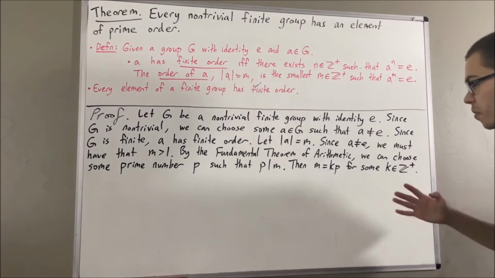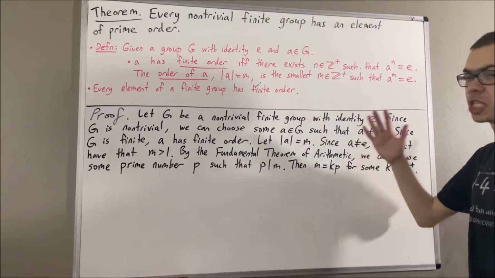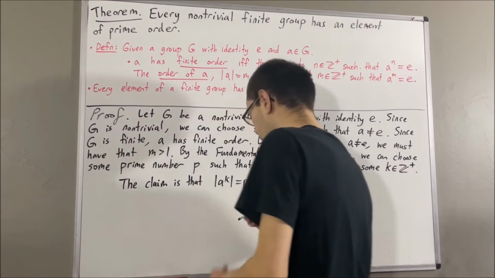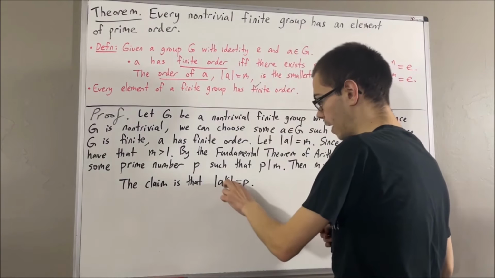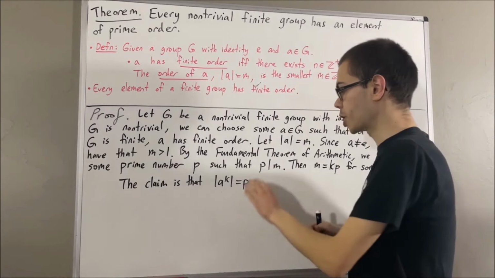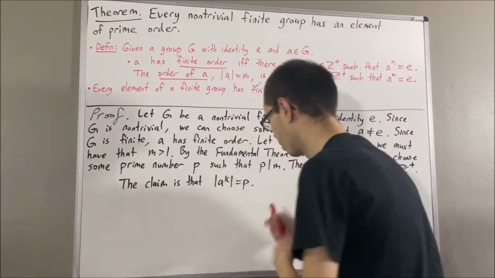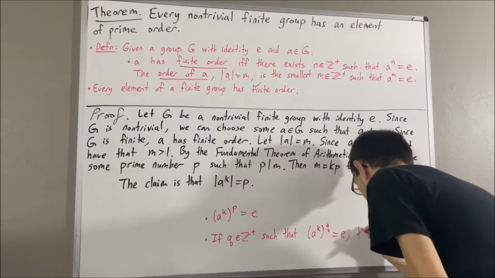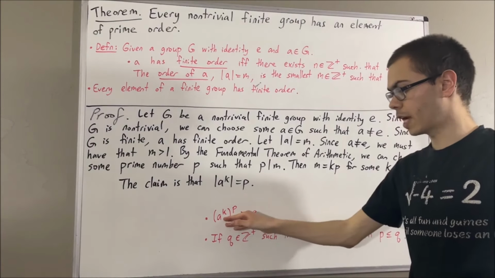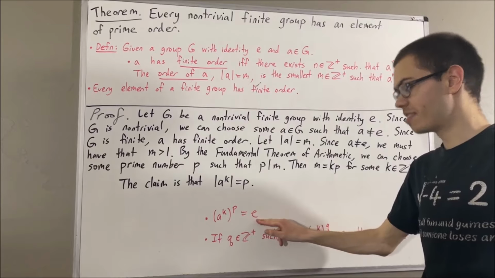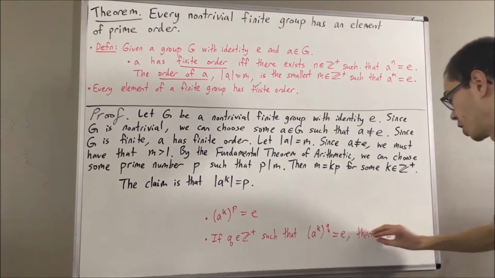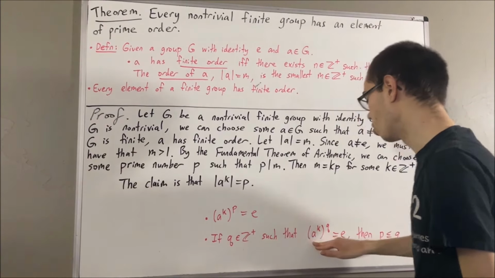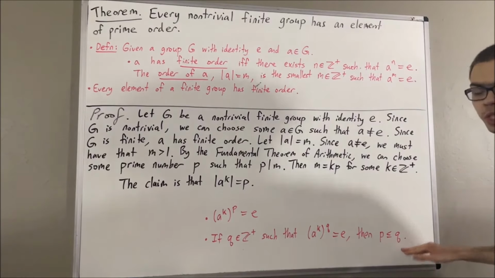So now, what do you think is a good candidate for an element of G that has order p? The claim is that the order of the element a to the power of k is equal to p. And to show this, we want to show two things. We want to show that (a to the power of k) to the power of p is equal to e, and then we want to show that p is the smallest positive integer with this property. In other words, we want to show if q is any positive integer with that property, then p is less than or equal to q.